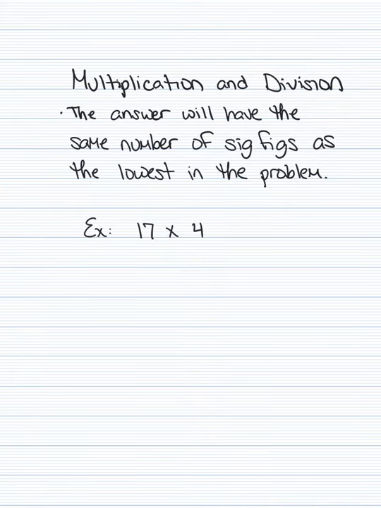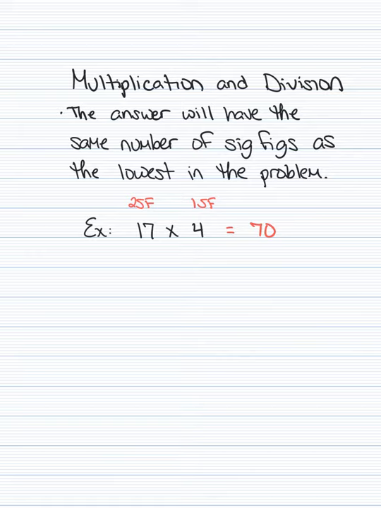When working with multiplication and division, the answer will have the same number of sig figs as the lowest in the problem. In our example, 17 times 4, the number 17 has 2 sig figs. The number 4 has 1 sig fig. So your answer will also have 1 sig fig. If you were to do 17 times 4, you are going to get 68, but your answer can only have 1 significant figure, so your answer to this would be 70.